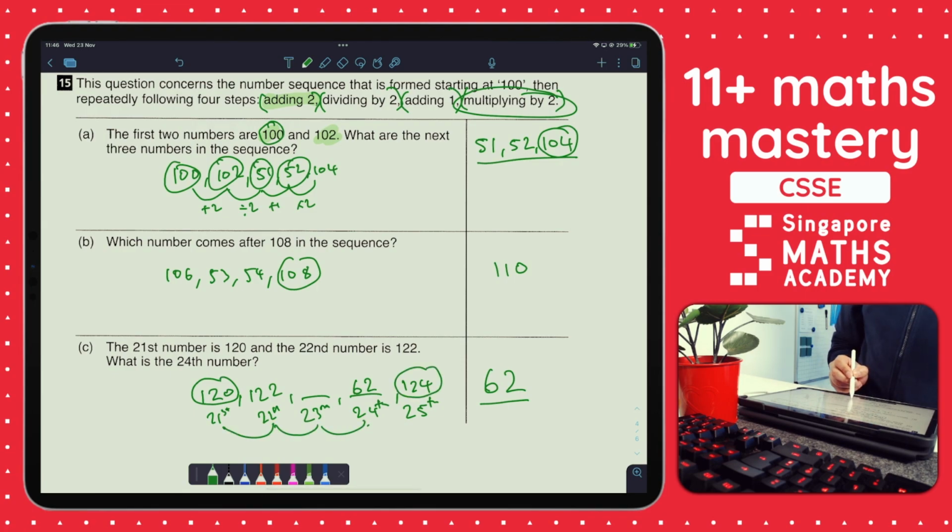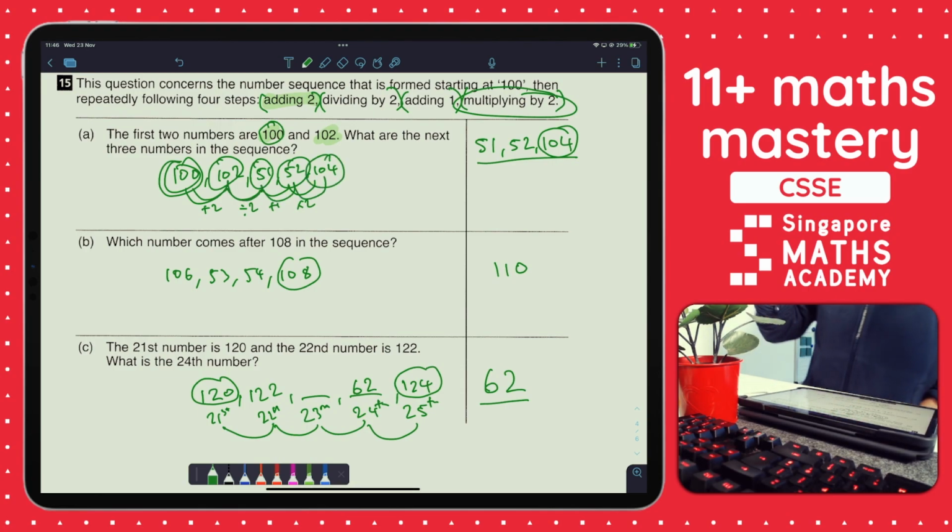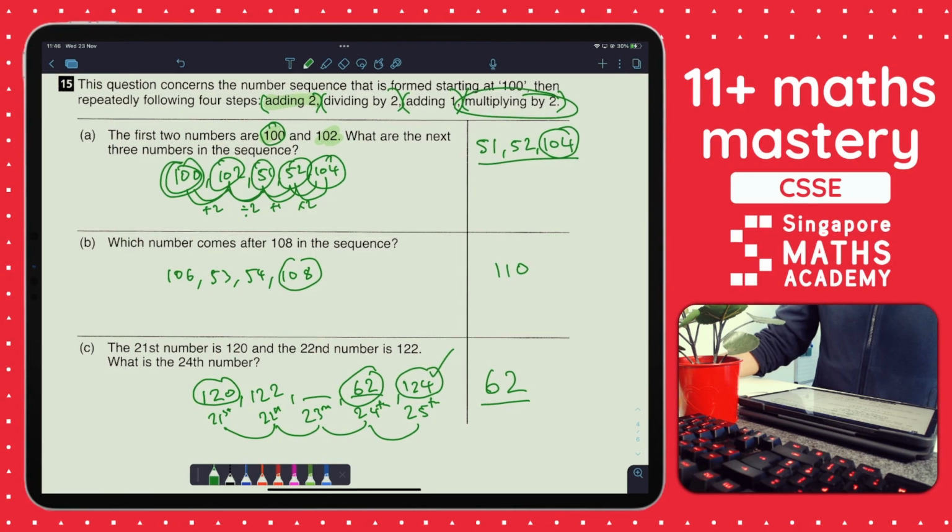1, 2, 3, 4th. Yeah. So we're adding 4 on after every 4 terms, right? From 100, 104, 108, all the way down to 120 and then 124. And so we know that's 124, and therefore that must be half of that, which is 62. Hope that made sense. And so yeah, that's the end of this question.